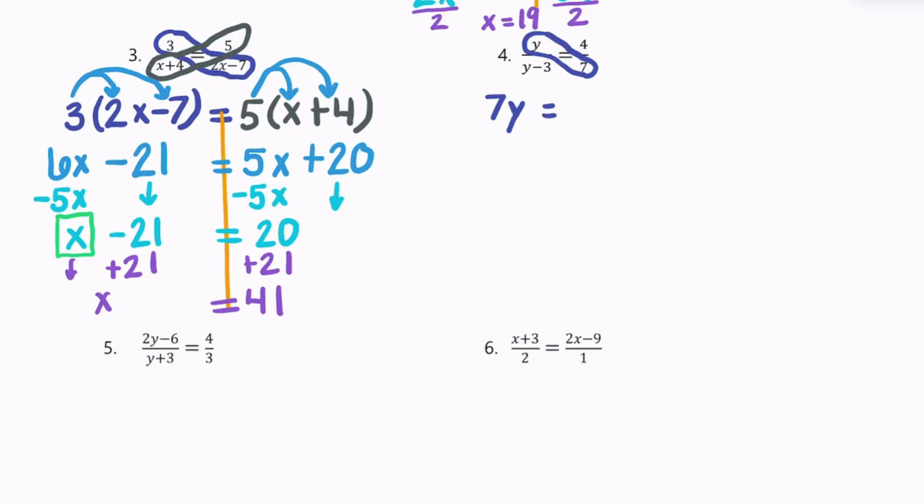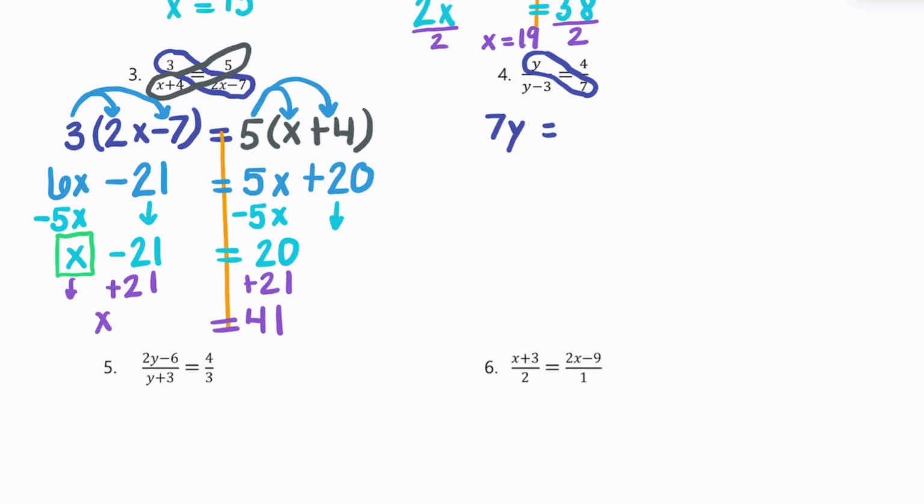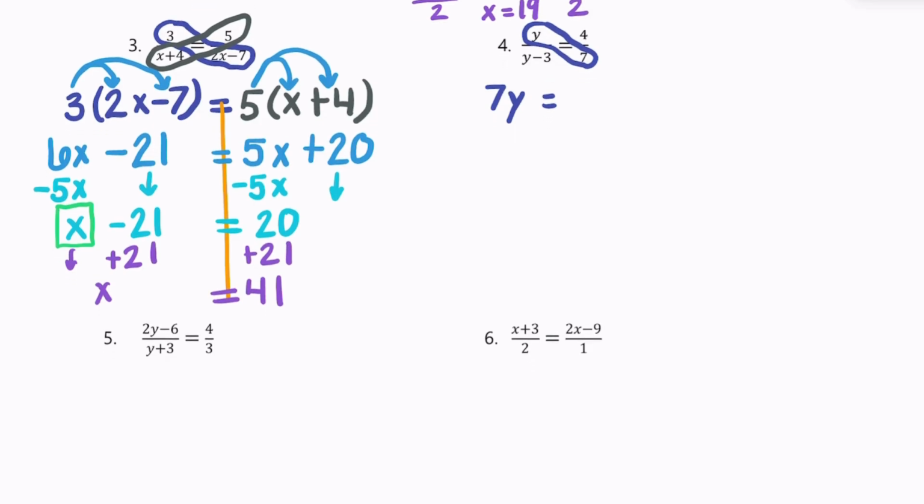And then we have 4 times the quantity y minus 3. That's more than one term, so I'm going to put that y minus 3 in parentheses. Alrighty, next up we are going to distribute.